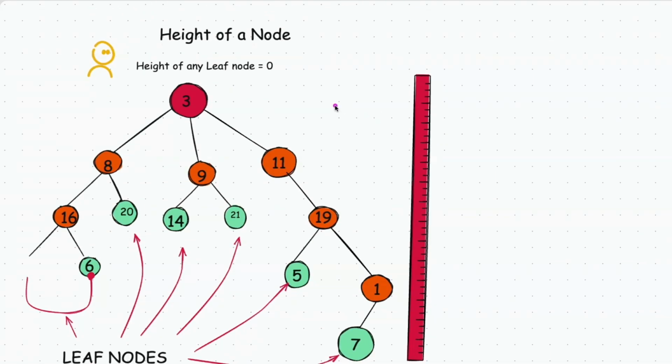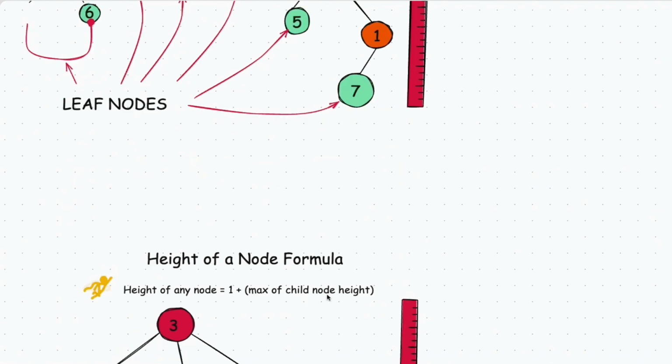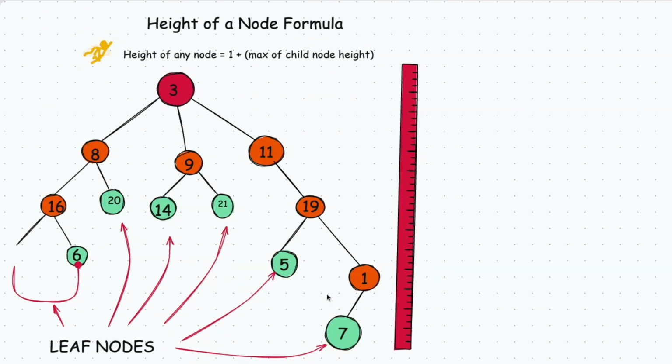Now let's proceed. As we said earlier, the height of any leaf node is equal to 0 because there are no further nodes attached. The bottommost node is called the leaf node and its height should be 0. So how about we generalize the formula? If we have to determine the height of a node using a formula, the height of any node is 1 plus the maximum child node height.